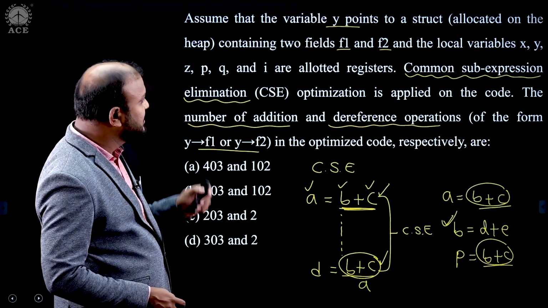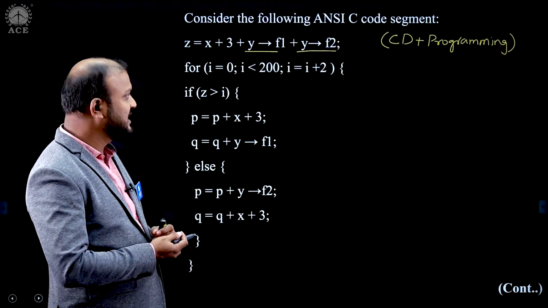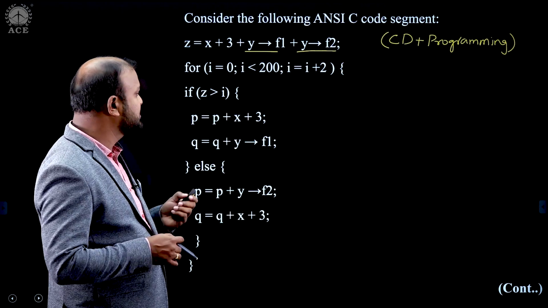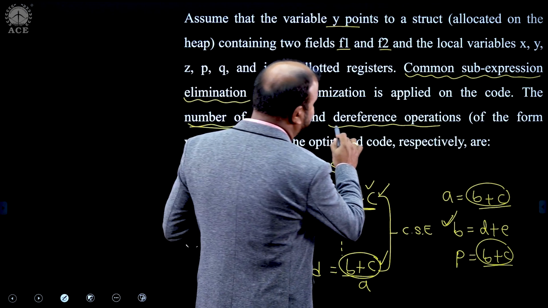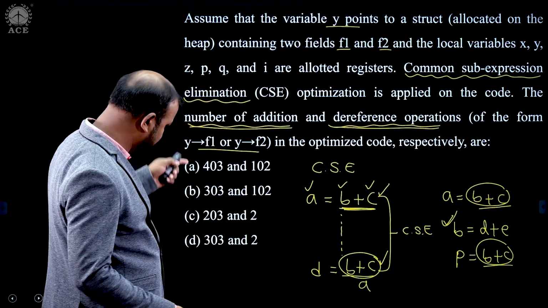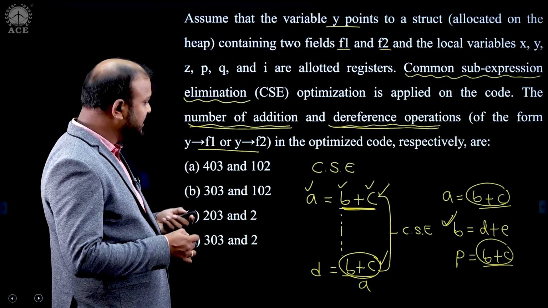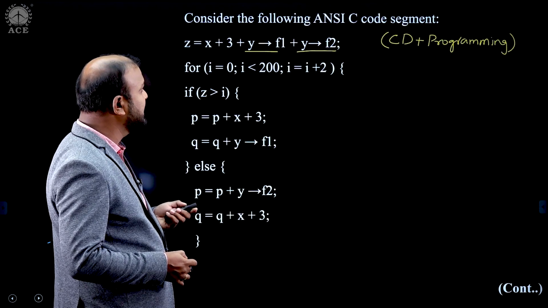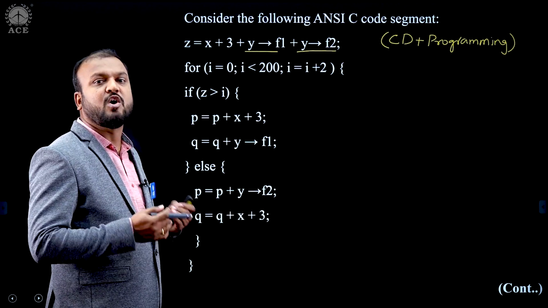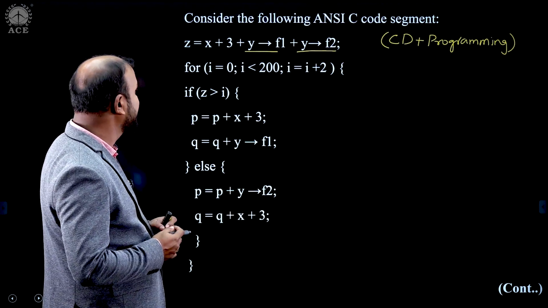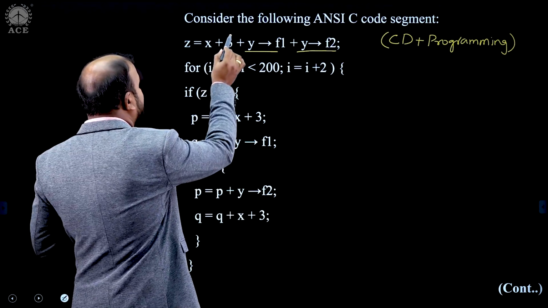Now, what is the question? We have to find the optimized code of the given program segment. And in the optimized code, we have to find the number of additions and dereference operations, how many. Some options are given, and we have to find which option is correct. Before that, first we will convert this C program into optimized code using the common sub-expression elimination technique. Here, have a keen observation.